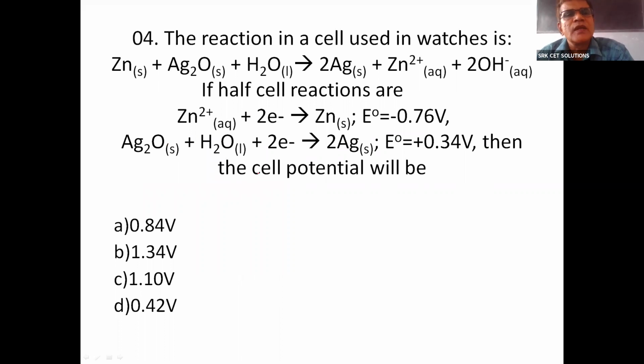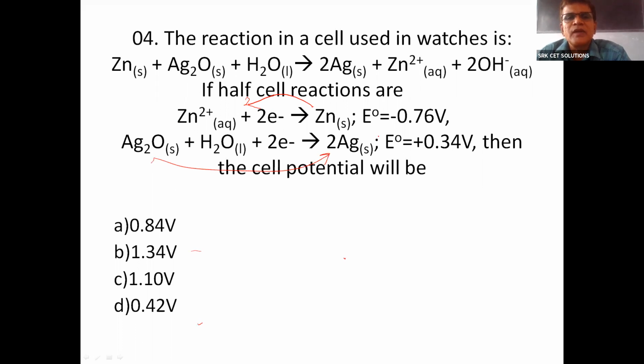Come to next question. The reaction in a cell used in watches consists of the cell reaction zinc and silver oxide, moisture, silver, zinc oxide, OH minus. So half cell reactions are recognized here, markedly. The first one is the zinc. Zinc has to undergo oxidation, so you have to take the reverse process here. Then silver oxide is undergoing reduction.